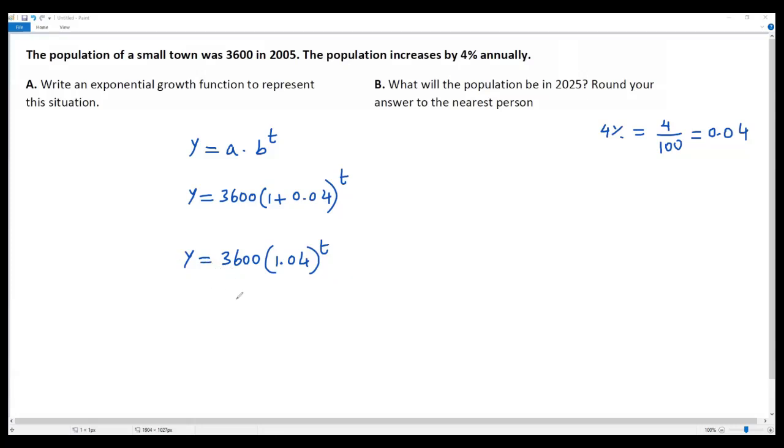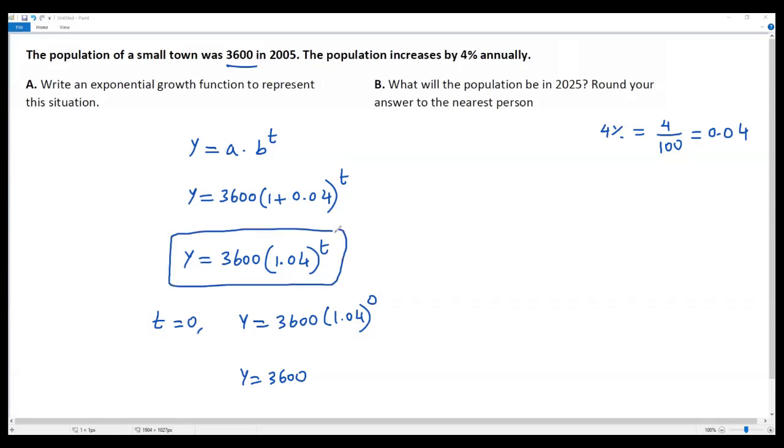Okay, in this exponential growth function, what if t is equal to 0? If t is equal to 0, then 3600 times 1.04 to the power 0. Since the exponent is 0, the value of this is just 1. 1 times 3600 is 3600. So when t is equal to 0, I am getting the initial population 3600. Please remember, t equals 0 refers to 2005. And one more thing we have to understand from the exponential growth function: y represents the population of the town after t years.